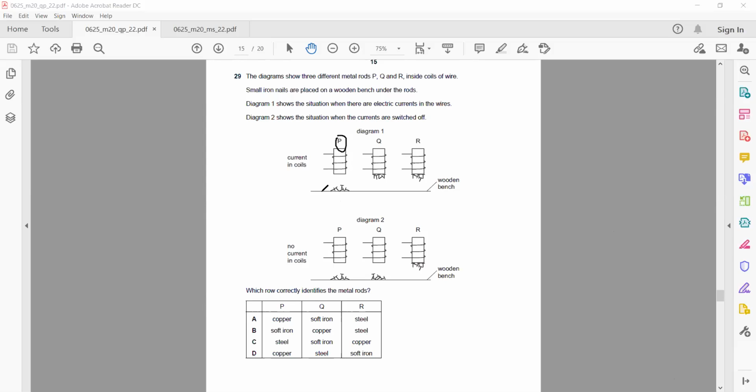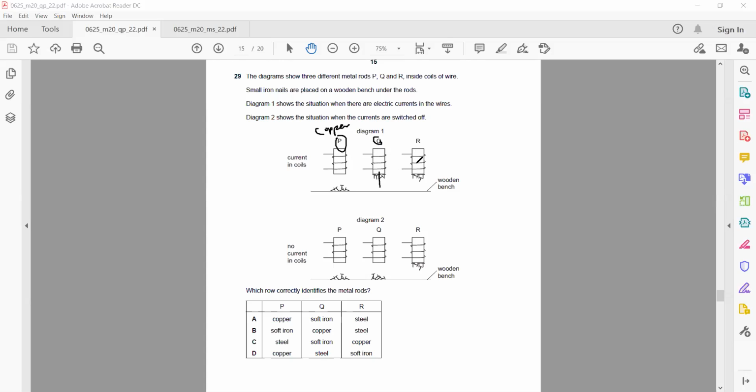So it means this should be copper, because copper is a non-magnetic material. Iron, steel, nickel, cobalt, these are the magnetic materials. When you pass the current, it has a magnetic effect, but that current is not able to magnetize this material. That's why the material is not attracting the iron nails. But for Q, when you're passing a current, it is behaving like a magnet. That's why it attracts the iron nails.